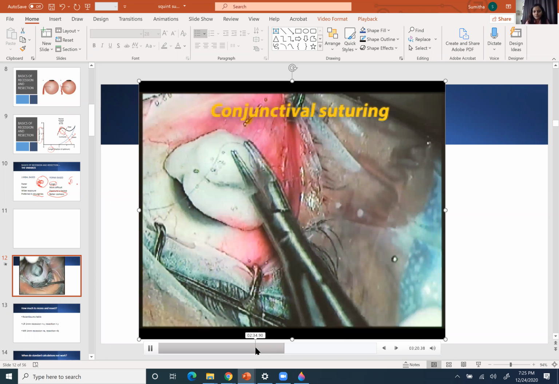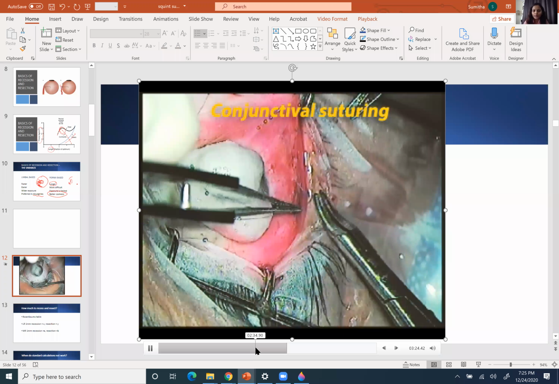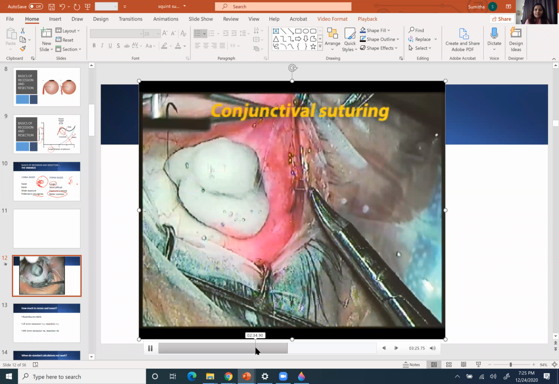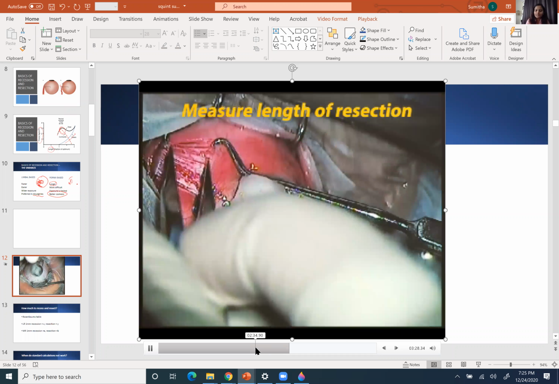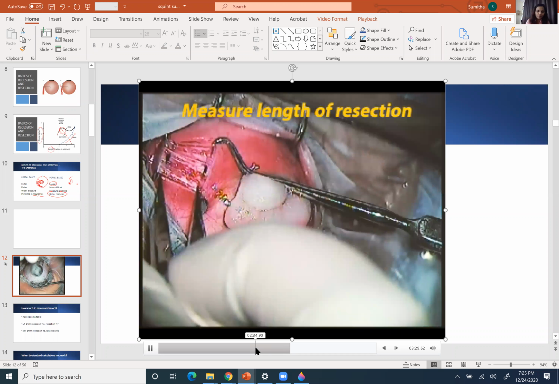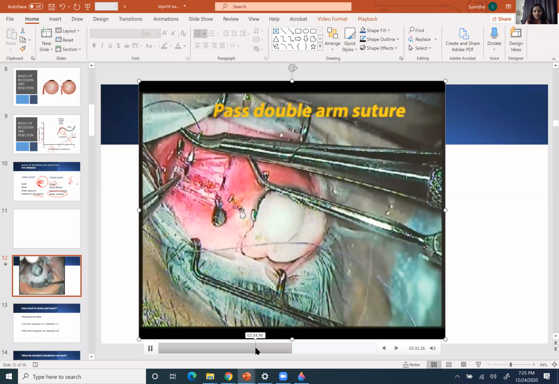So these are the interrupted conjunctival sutures. For a limbal incision, it's better to use buried knots, whereas for the fornix incision, you can just use normal interrupted sutures.